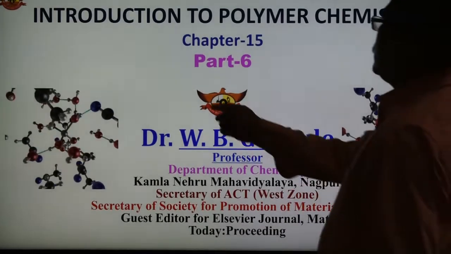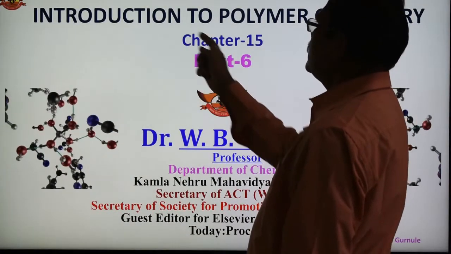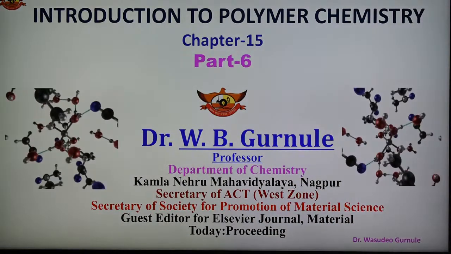So the number of monomer units present in the polymer molecule is known as the DP, that is degree of polymerization. We are discussing all this part in today's presentation. Today's part is part number 6 of introduction to polymer chemistry.